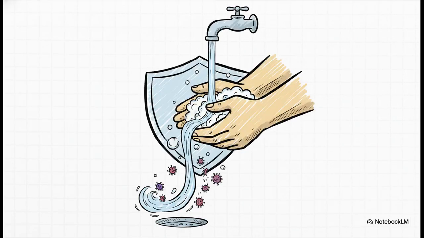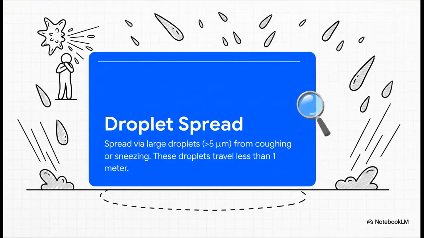So, if the germ's main strategy is touching, what's our best countermove? Well, it's super simple, but honestly, it's a game changer. Good old-fashioned hand hygiene, just washing your hands, is the single most powerful way to break this specific link in the chain.